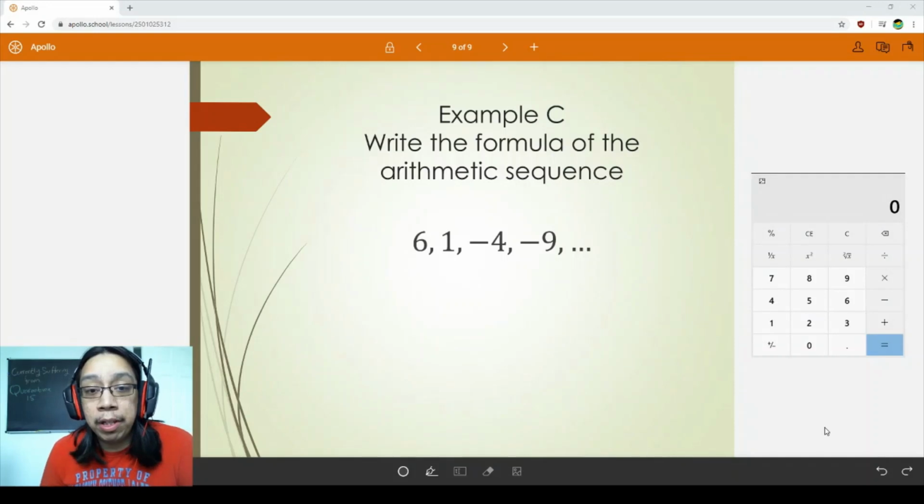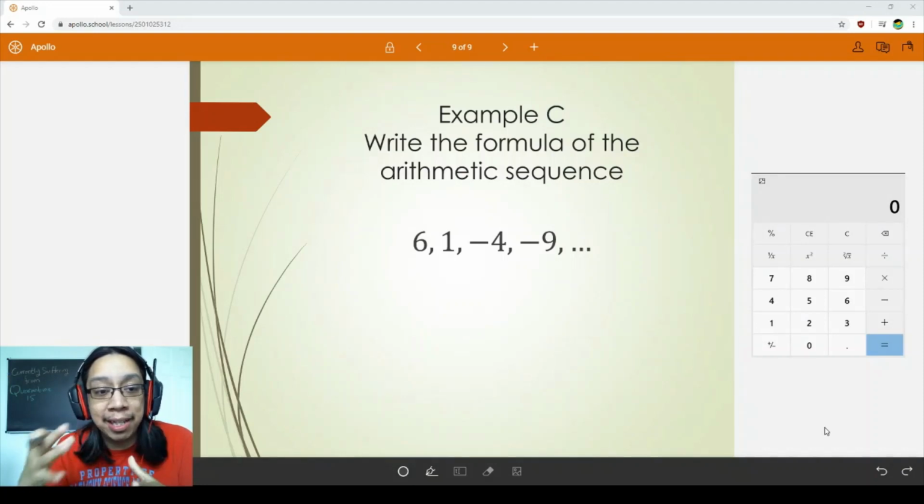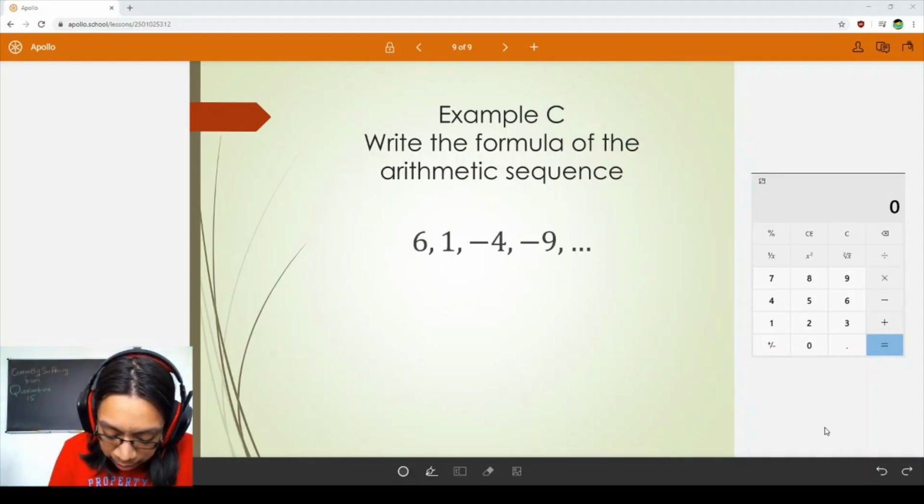Write the formula of the arithmetic sequence. So now, keep in mind what you have to do here. In my opinion, I feel that you should always write down what the formula is so that you are already giving yourself a skeleton of where you can plug stuff in, okay? Like a formula skeleton. So here's our formula.